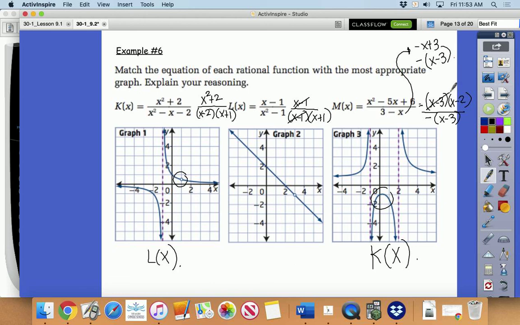So once I factor out the negative, I am able to cross this off, leaving me with negative x minus 2. So that's a downward facing linear equation with a hole at x equals 3. So there's that hole at x equals 3. This one has to be the M of x graph.